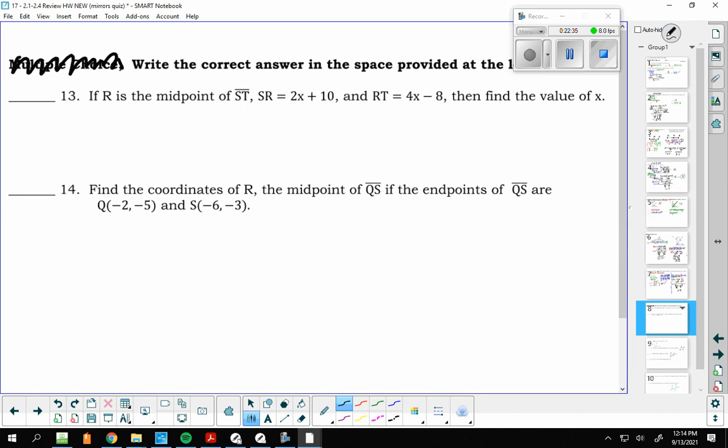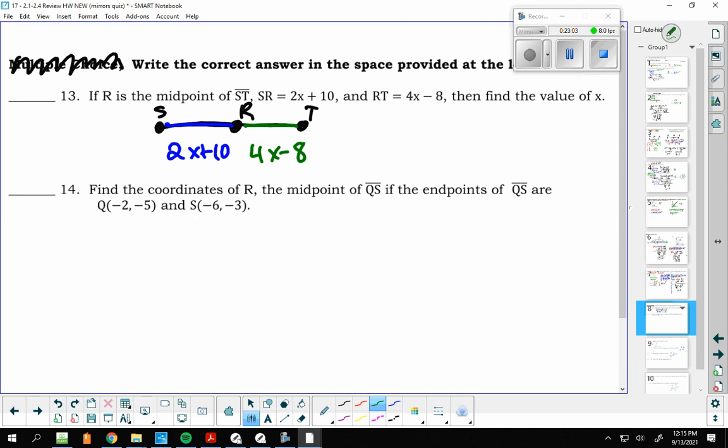So if R is the midpoint of ST, I think it helps to draw a picture here. So we have ST, and R is the midpoint. R is the middle. S to R is 2x plus 10. And R to T is 4x minus 8. They want me to find x.